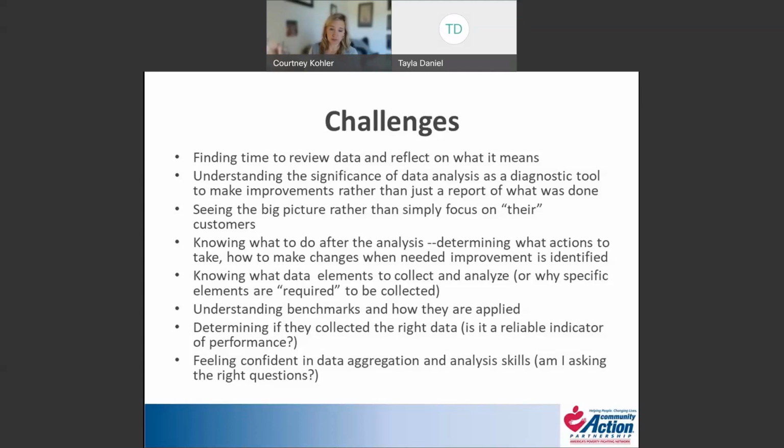So of course there are going to be specific elements that are required to be collected, but the data analysis process can really help you to go beyond the requirements. What is data that's just simply helpful for decision making and continuous improvement? And then also understanding benchmarks and how they're applied.